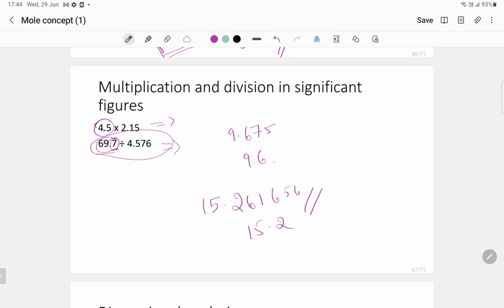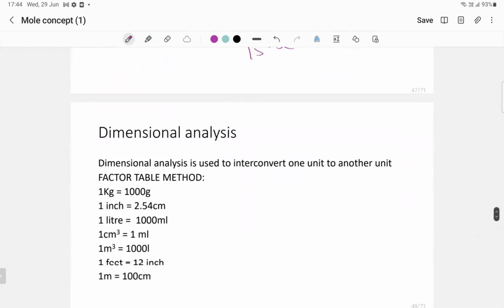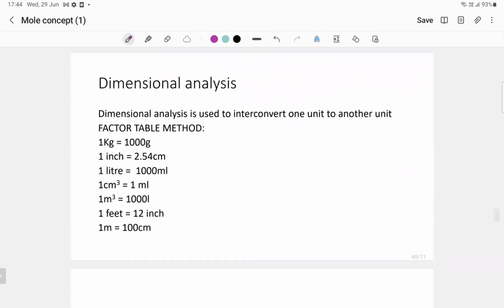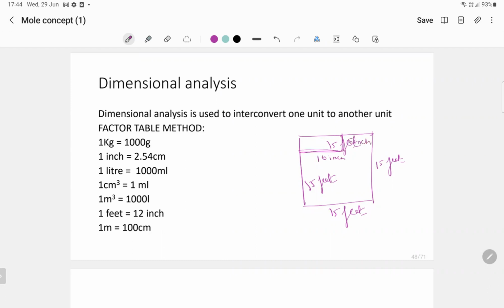So now we can move to the next one. The next one is dimensional analysis. What is meant by dimensional analysis? Suppose I'm constructing a building. In that there is a room with all four directions. Here it's 15 feet, here it's 15 feet, here it's 15 feet, here it's 15 feet. All four sides are equal. Let's suppose I'm dropping a table here. This table is 10 inch here and 5 inch here. So now what is the size of my room?